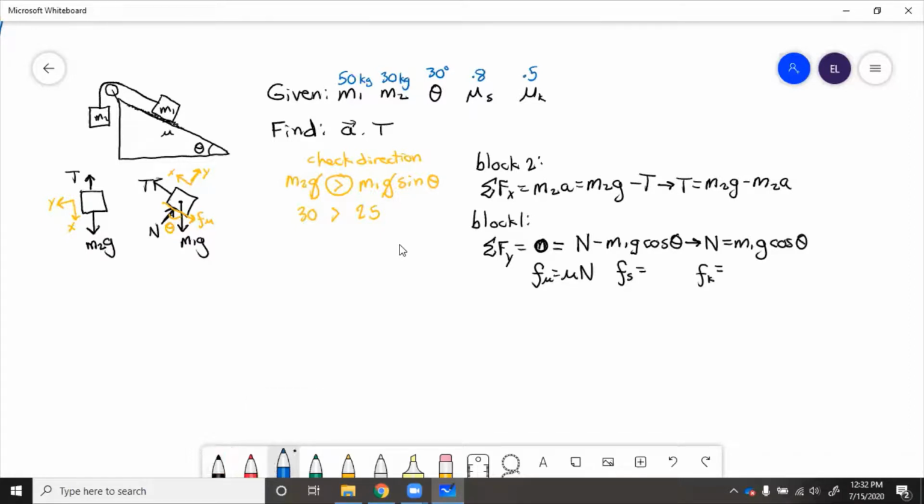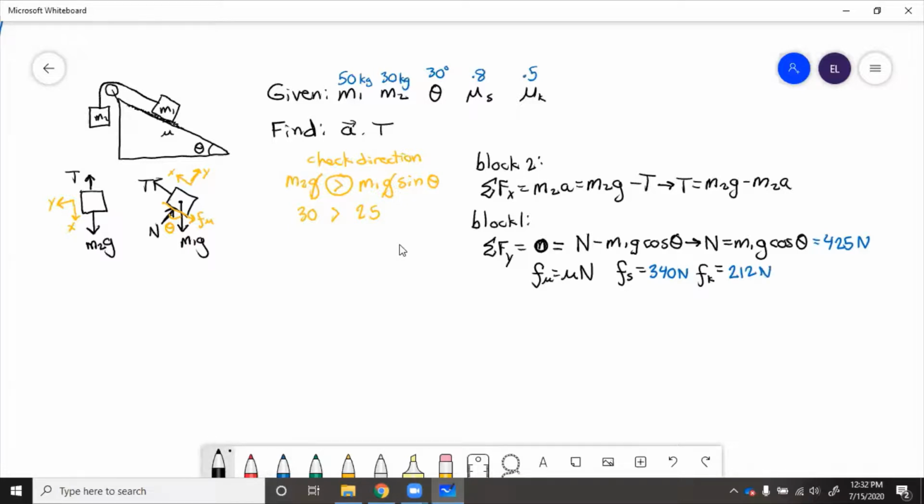If we put some numbers into here, then we get that the normal force is going to be 50 times 9.81 times cosine of 30, which equals 425 newtons. Static force is going to be 0.8 times that, which is 340 newtons. And kinetic is 212 newtons.